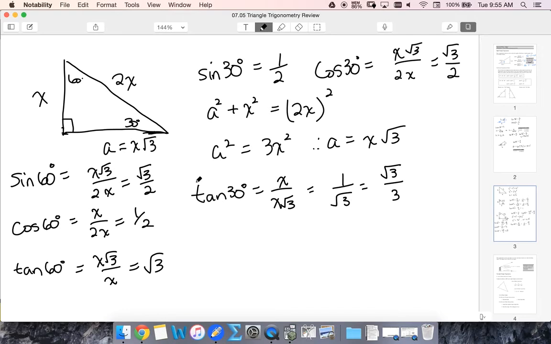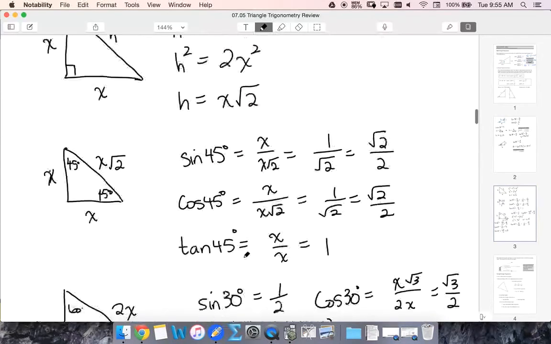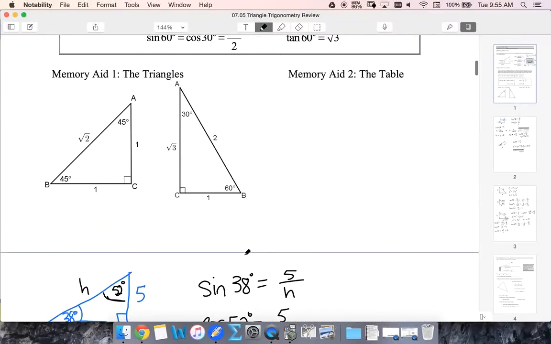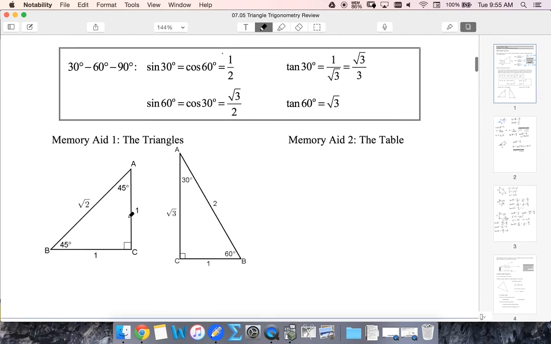So one trick is you can just draw the triangles. So I'm going to come back up here. Opposite from 30 is always the shortest side. We can call that 1. And then hypotenuse is double, and in between, the adjacent side is root 3. So opposite the biggest angle is always the biggest side. Opposite the smallest angle is always the smallest side. Instead of using x, we can make those 1.